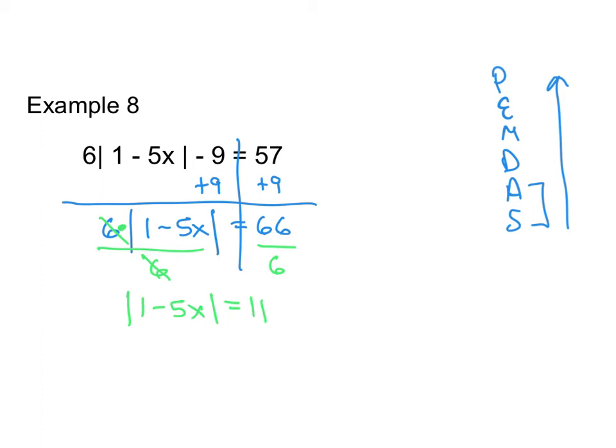Now we go ahead and we're going to judge that 11. Is that 11 positive? It is. So now we can split. We can go 1 minus 5x equals 11. 1 minus 5x equals negative 11.